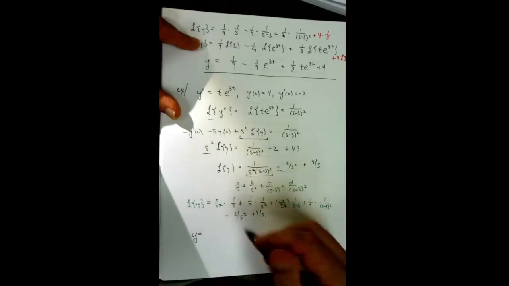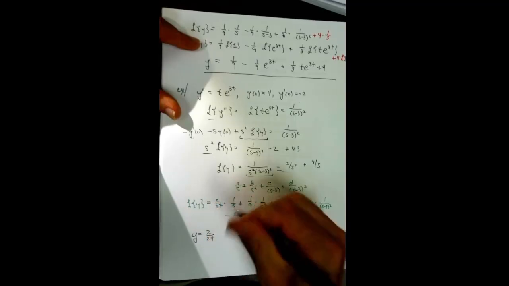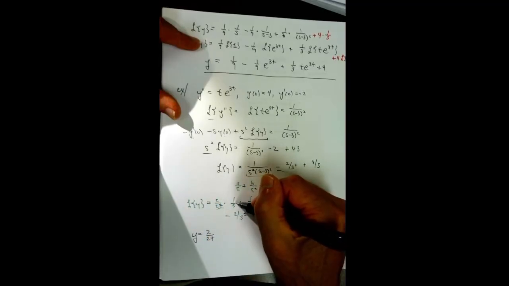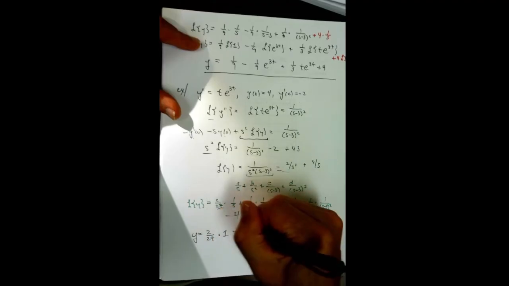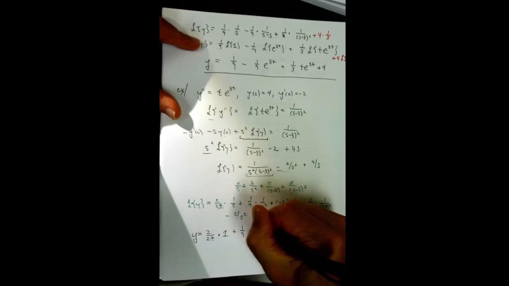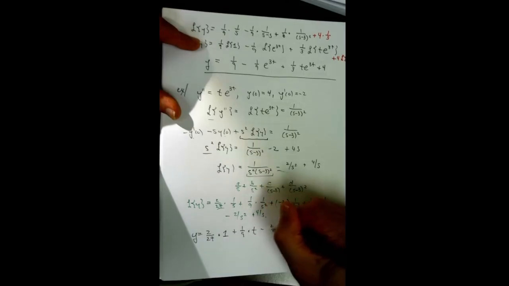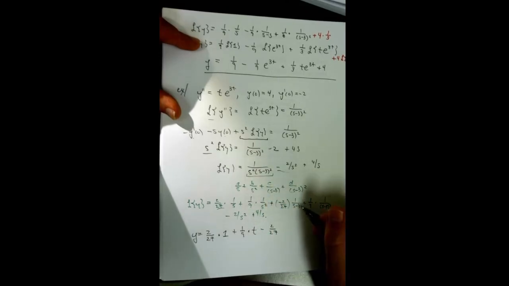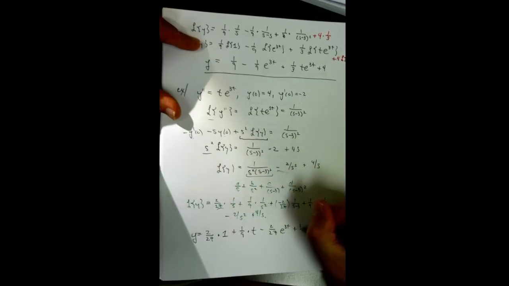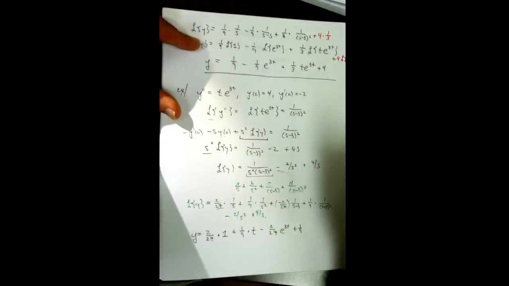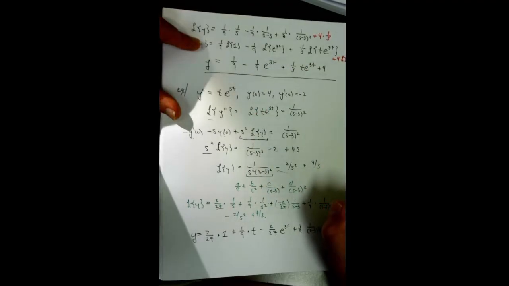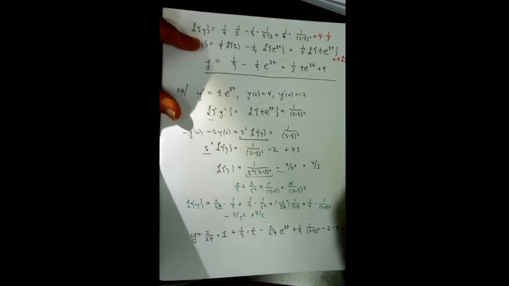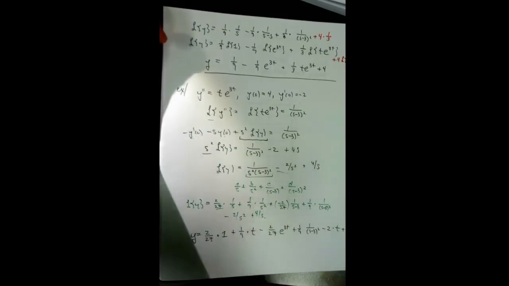Now when I do the inverse Laplace transform, 2 over 27, the Laplace transform of 1 is 1 over s. Laplace transform of t is 1 over s squared. Laplace transform of e to the 3t is 1 over s minus 3, and we've already seen Laplace transform of t e to the 3t is 1 over s minus 3 squared. Laplace transform of t is 1 over s squared. And Laplace transform of 1 is 1 over s.